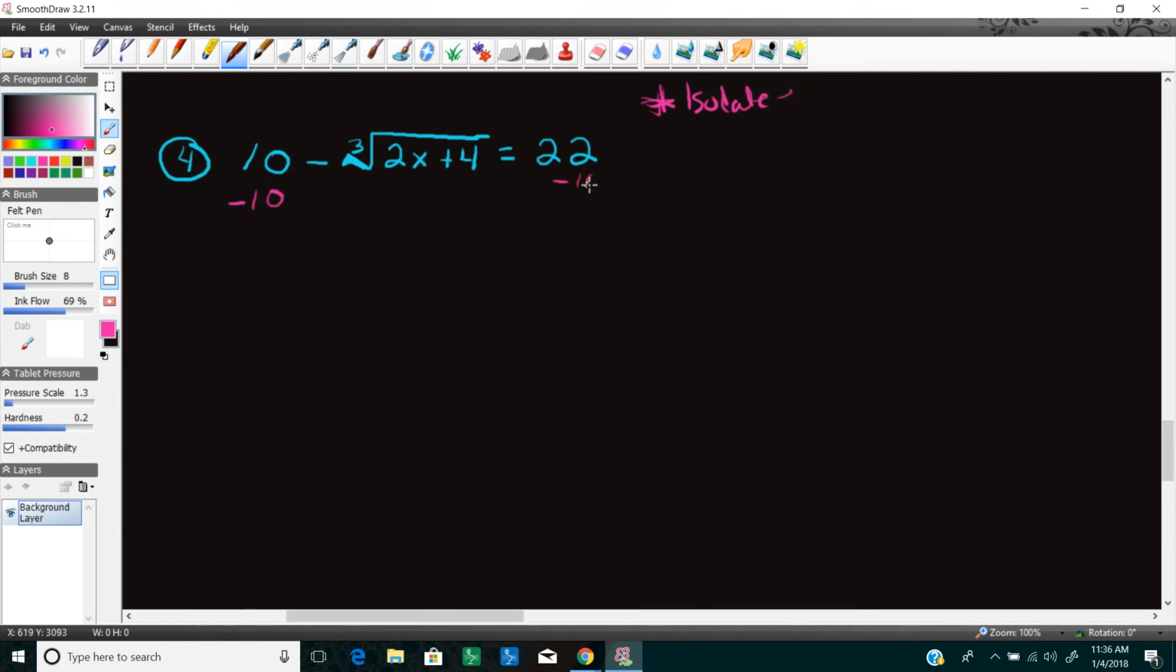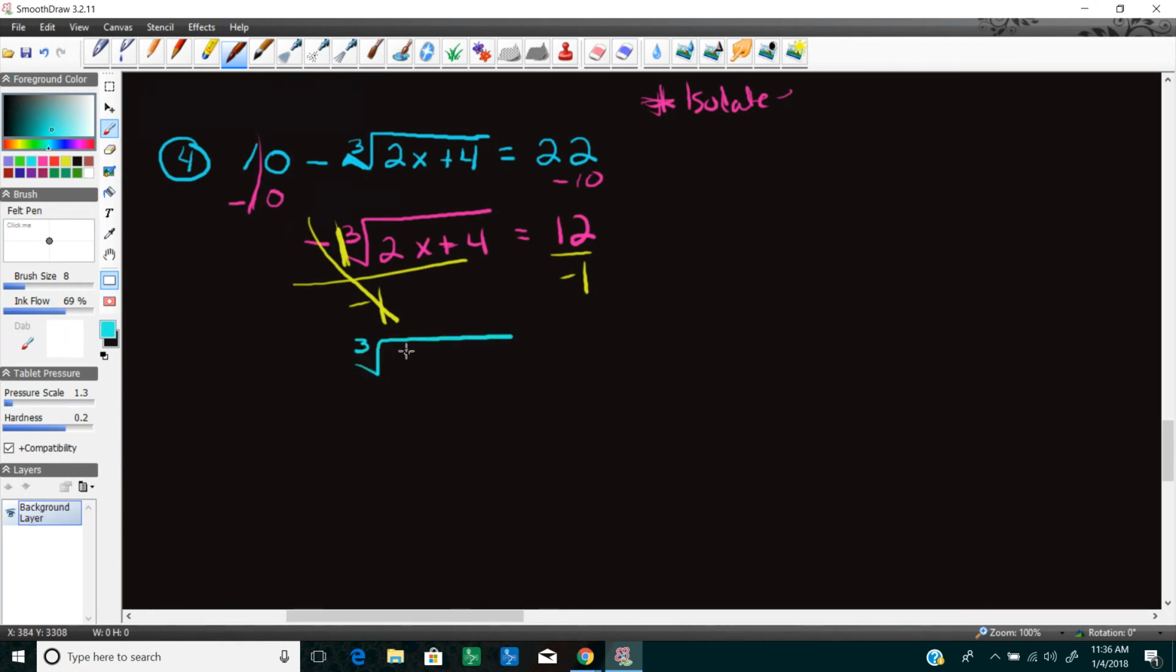Minus 10 to both sides leaves me with negative cube root of 2x plus 4 is equal to 22 minus 10, which is 12. And just like the previous one, we need to get rid of that negative. So let's divide both sides by -1. That'll get rid of it here. And I am left with the cube root, let me try to write a little bit neater, I'm going a little bit messy here, of 2x plus 4 is equal to -12.